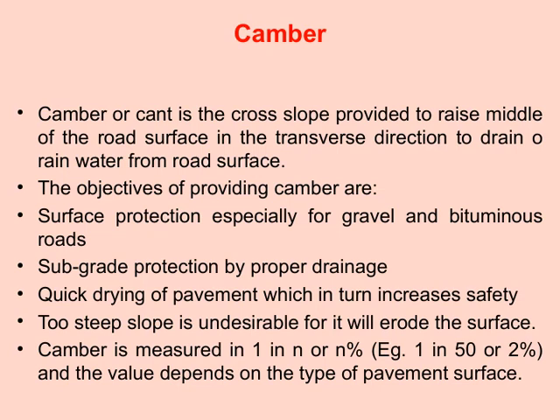Camber, or cant, refers to the cross slope that's intentionally provided across the width of the road surface. Its main purpose is to raise the middle of the road in the transverse direction, which helps in draining water away from the surface. Proper drainage is essential because standing water can cause damage over time and reduce safety. The key objectives of providing camber are quite important. First, it helps protect the surface itself, especially for gravel and bituminous roads.